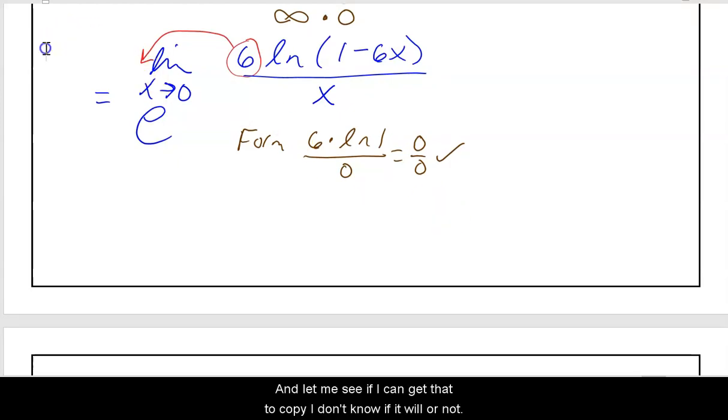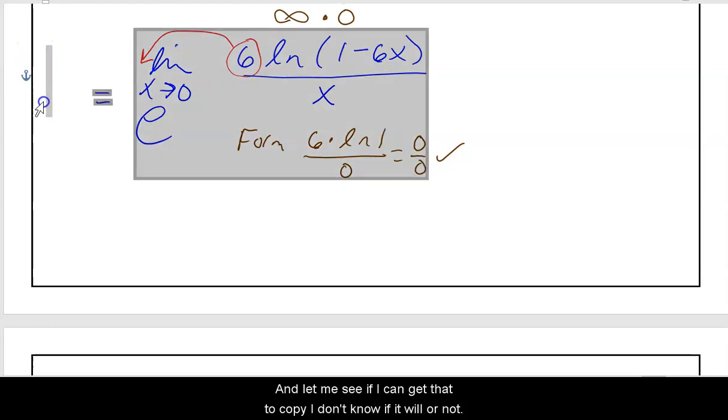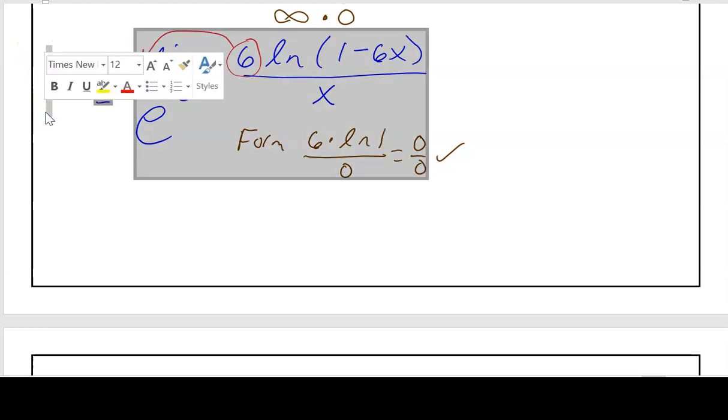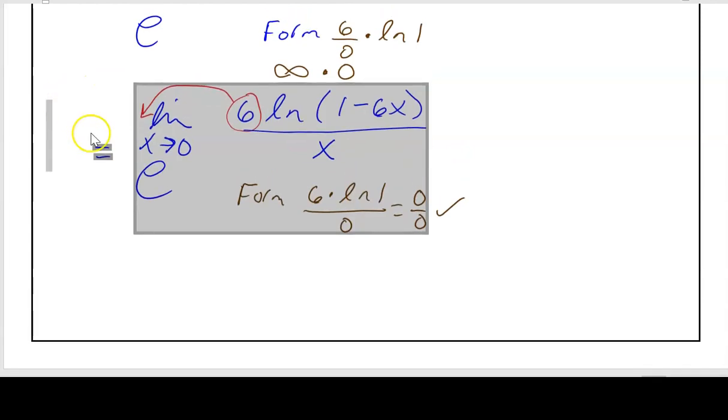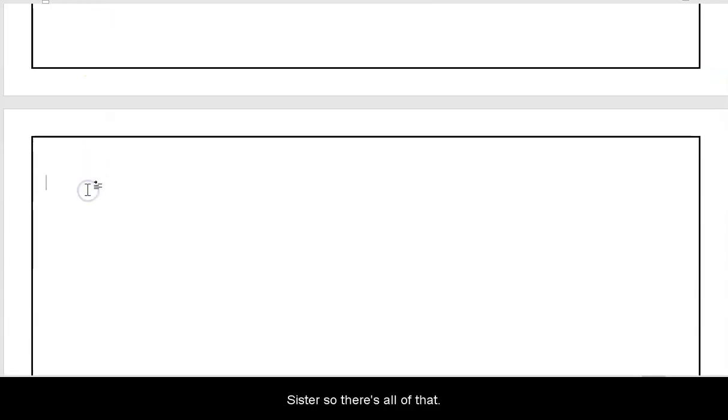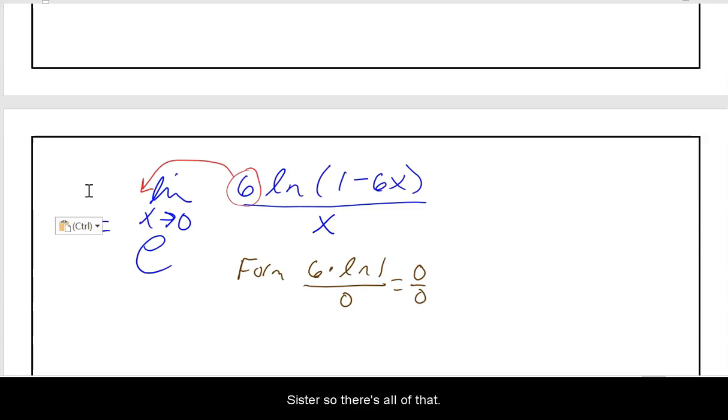And let me see if I can get that to copy. I don't know if it will or not. Okay. I think it'll copy it. And I'm going to paste it. Okay, so there's all of that.